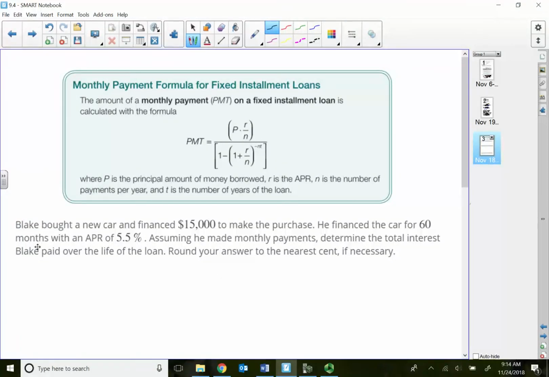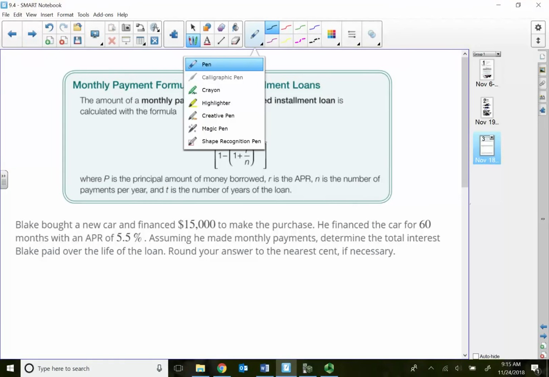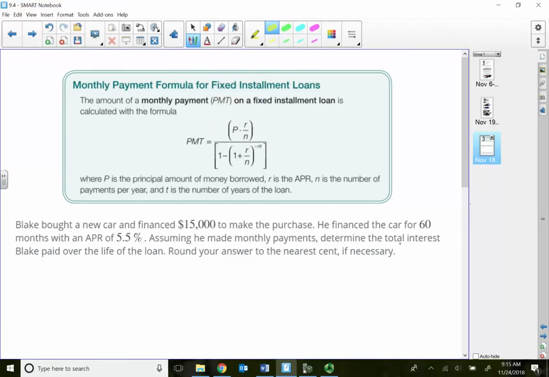So let's take a look at this one. Blake bought a new car and financed $15,000 to make a purchase. He financed the car for 60 months, with an APR of 5.5%. Assuming he actually made the monthly payment, determine the total interest. So this one is asking for the total interest. The previous one with Lynette was about the total cost. So this one is just the interest.